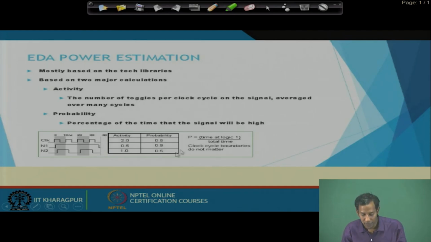Then, depending on this particular equation, the tool calculates the rough estimation of the power consumption. Okay. So this is how an EDA tool estimates power consumption.